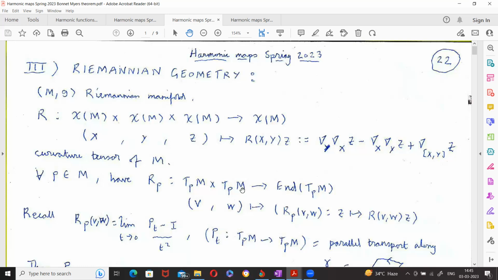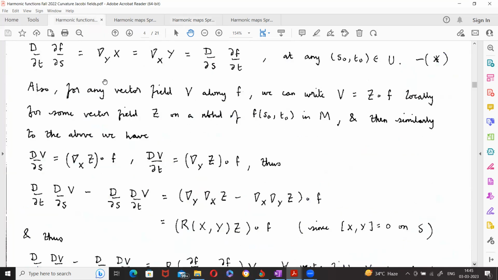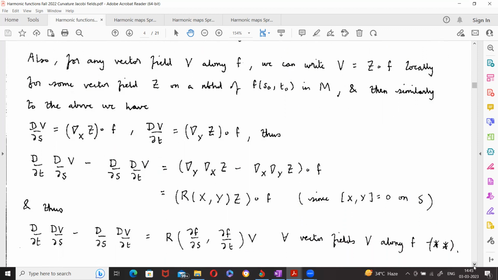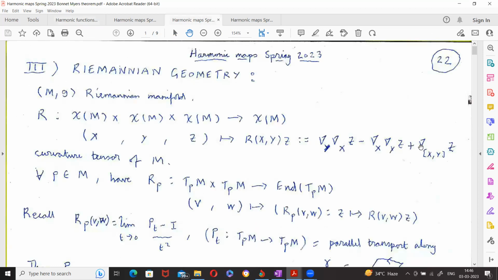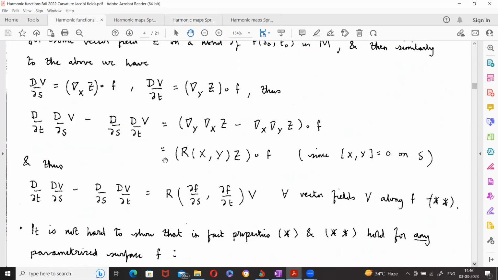All right. So for this parametrized surface, what do we get? We get that D/dt D/ds V minus D/ds D/dt V becomes equal to R of X Y Z composed with F, right? Because the bracket XY is 0 on the submanifold S. Is this clear? So the third term in the curvature expression vanishes. Right, this third term, nabla bracket XY, vanishes. Is it clear? Yes, sir.